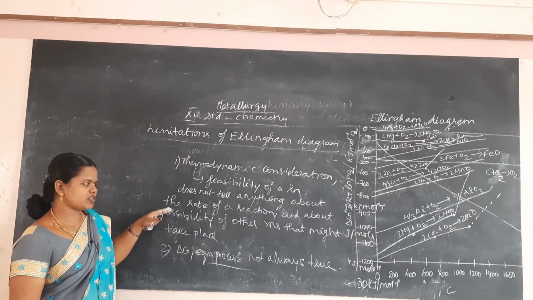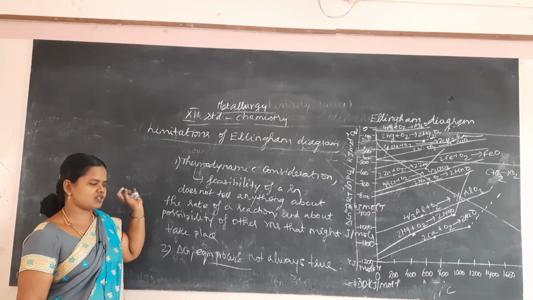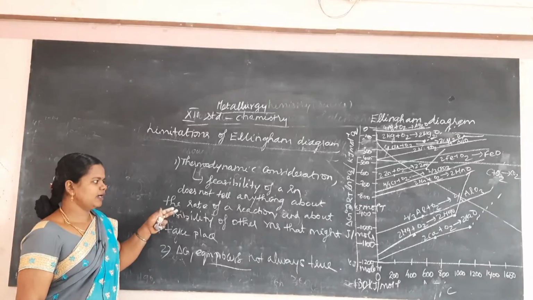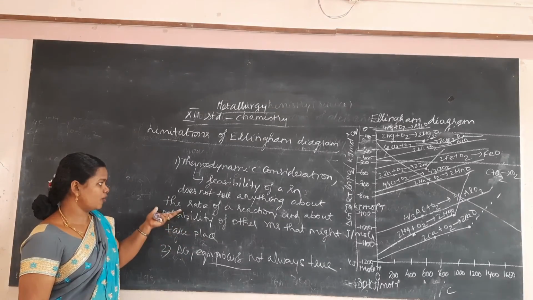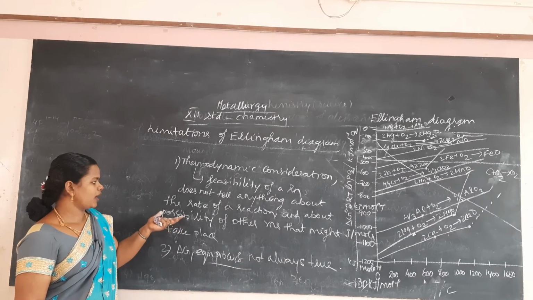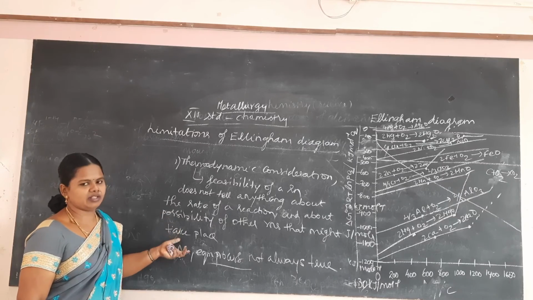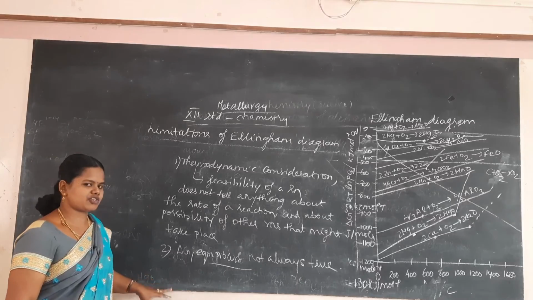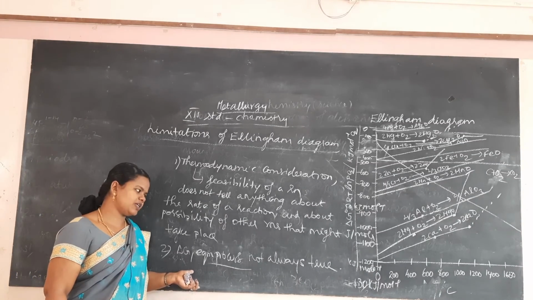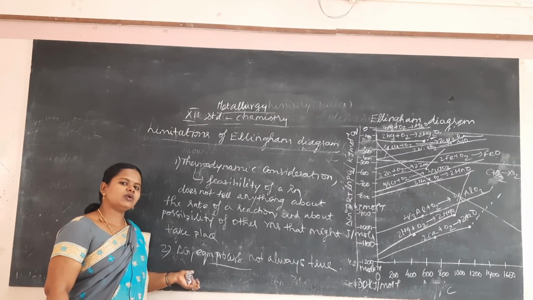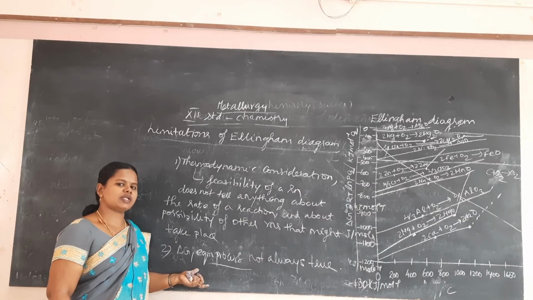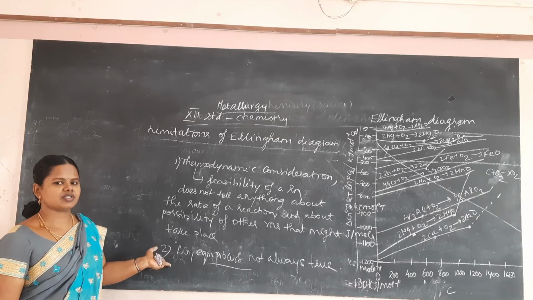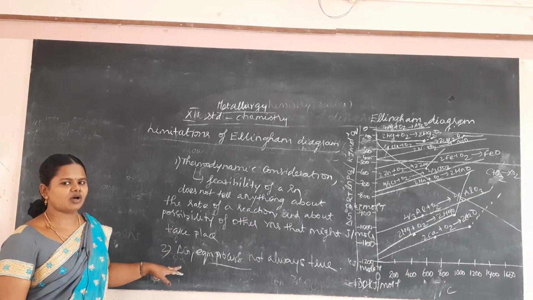Ellingham diagram is based on the thermodynamic consideration. It tells about the feasibility of a reaction, and it does not tell anything about the rate of the reaction and about the possibility of other reactions that might be taking place. So this is one limitation. Second limitation, the interpretation of del G is based on what? The equilibrium process, that is the number of moles of the reactant will be equal to the number of moles of the product. That is not always true.